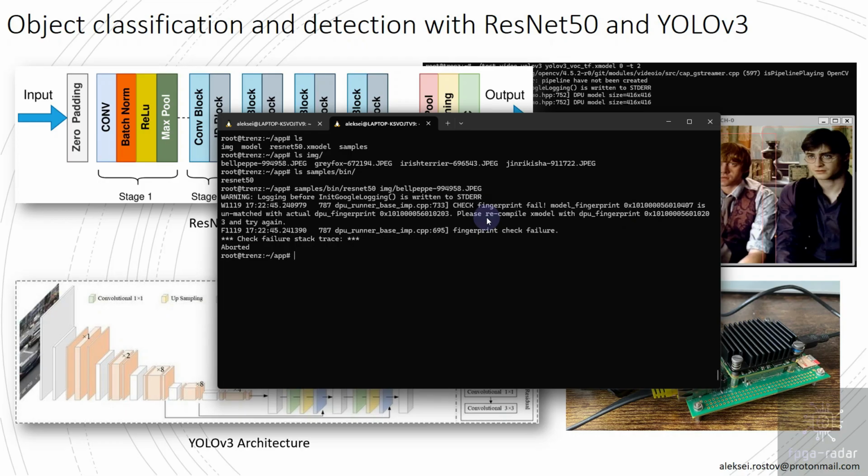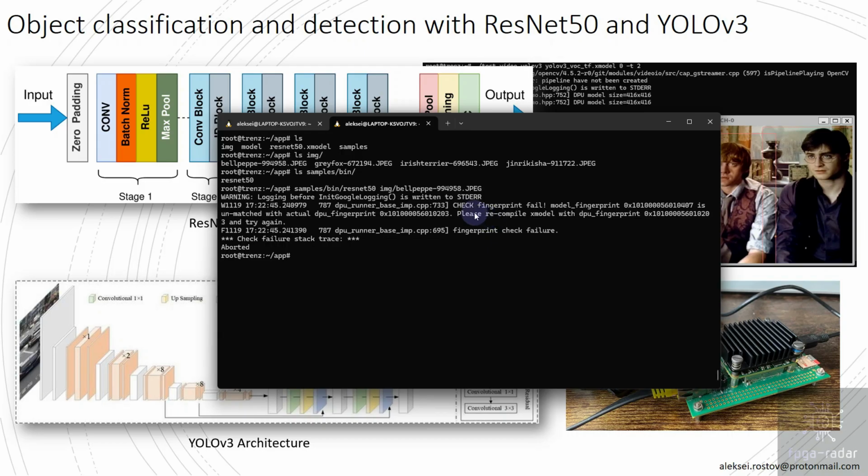An X model is a compiled file for a certain architecture, in this case for B4096, but we have B1152. So in this case, we have to recompile the quantized ResNet 50 model by using the corresponding architecture.